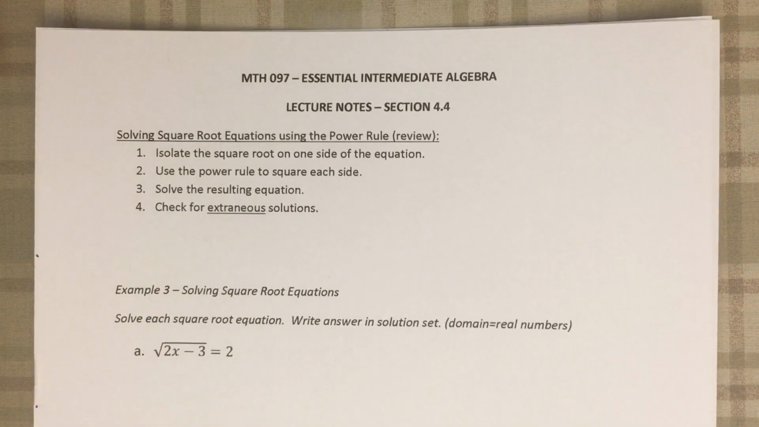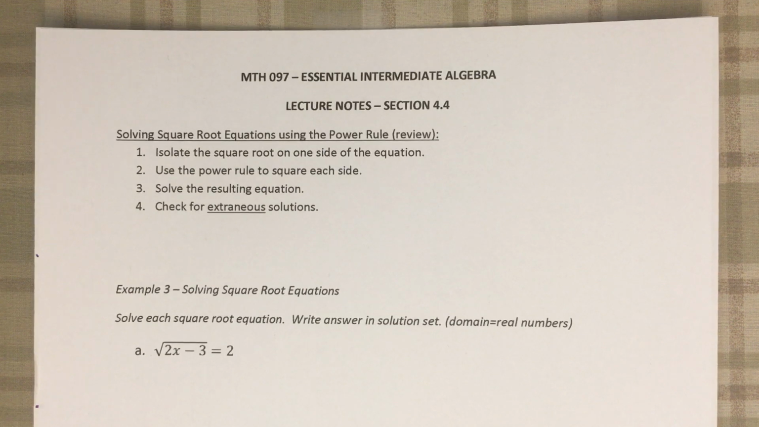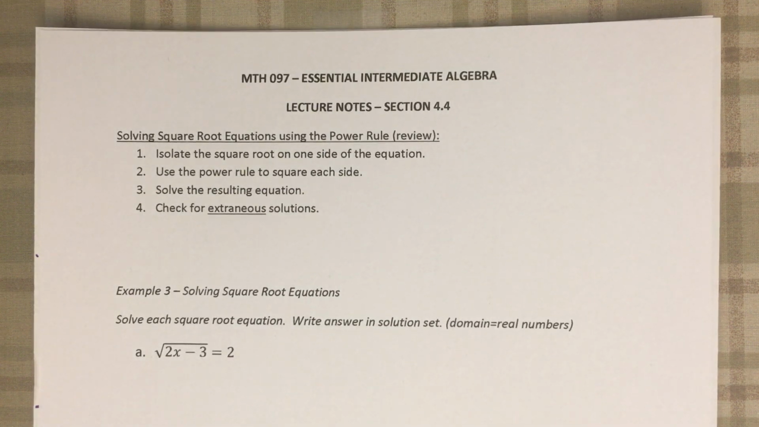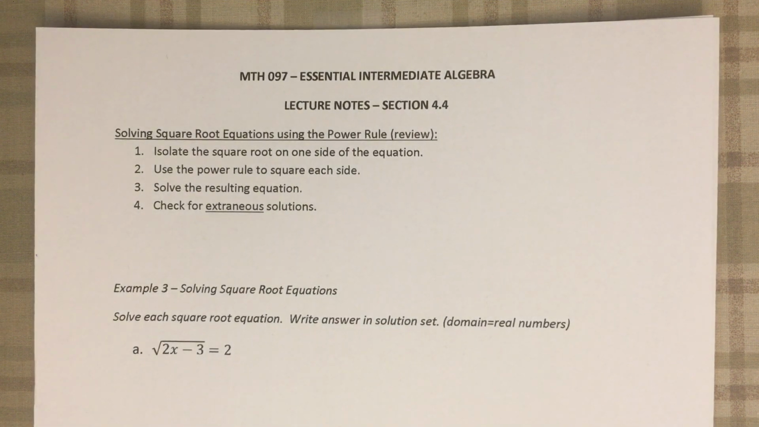All right, our last type of problem that we're going to revisit in this section is our square root equations. As we are working through our square root equations, our first step is similar to what we see for our absolute values. If our square root expression is not all by itself, make sure we move numbers to the other side. Then we use our power rule to square each side, solve what we have left, and then in this case we do want to make sure that we check for extraneous solutions.